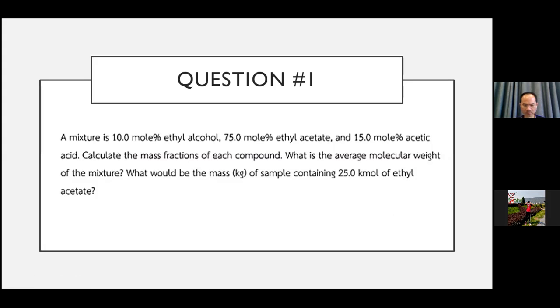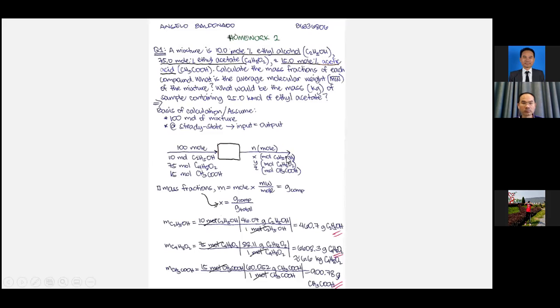So for the first question, a mixture is 10% ethyl alcohol, 75% ethyl acetate, and 15% acetic acid. Calculate the mass fractions of each compound. What is the average molecular weight of the mixture? And what would be the mass in kilogram of a sample containing 25 kilomole of ethyl acetate?